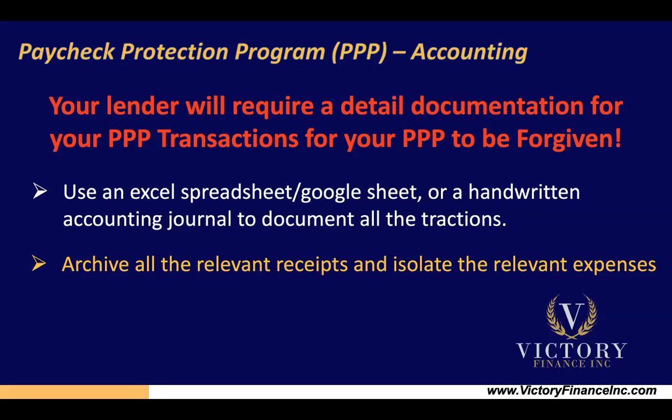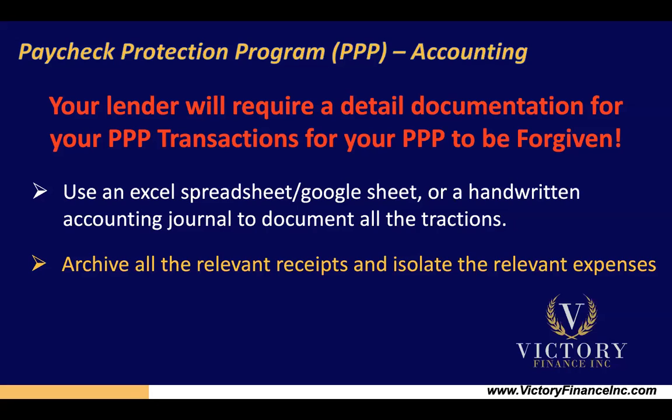And then isolate relevant expenses. A lot of people pay utilities using their credit cards, but there are a lot of other expenses that are not part of the PPP. When you pay the credit card off, usually you make just one payment. I think the best way is to pay separately, because the credit card company does allow you to make multiple transactions.